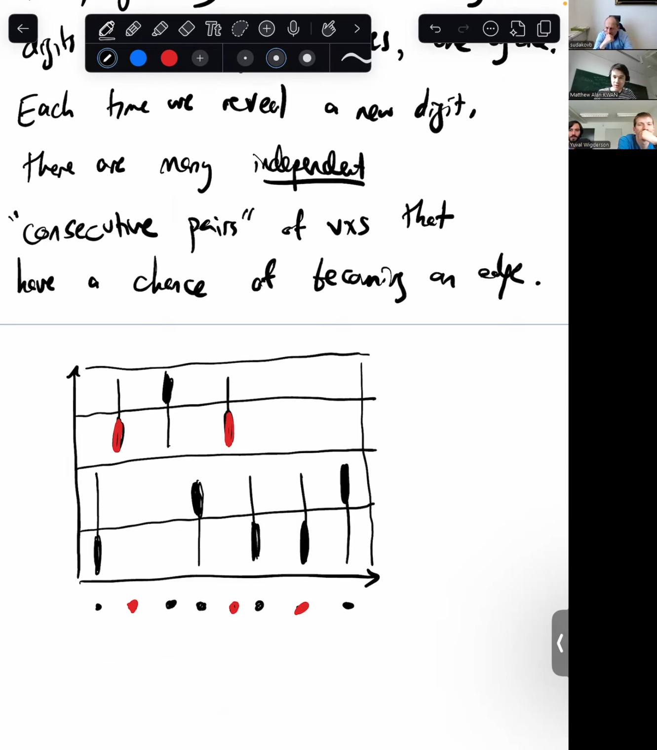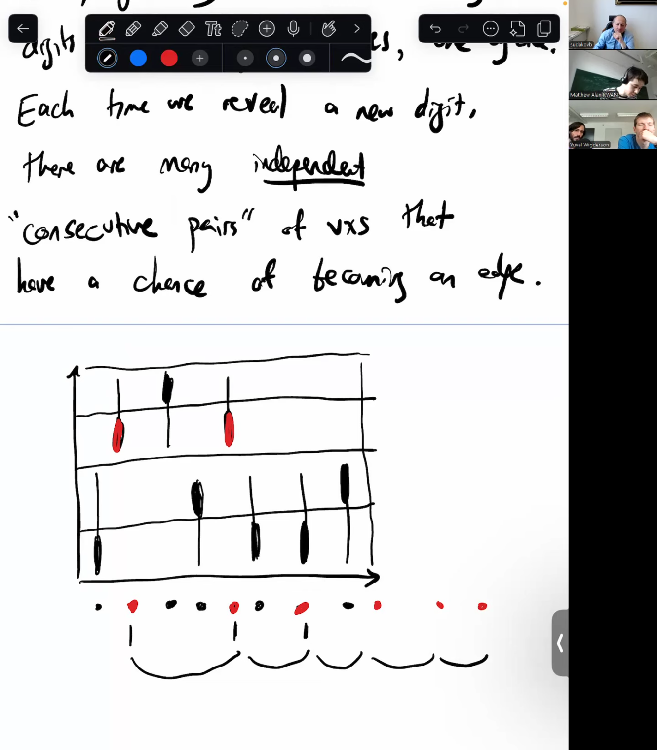So in this particular example, let's say these are the marked points I'm interested in. The consecutive pairs would be this one with this, and this one with this. And maybe let me extend this example. If I have more red points, then you'd have more consecutive pairs. And at each step, the consecutive pairs have some chance of forming an edge.